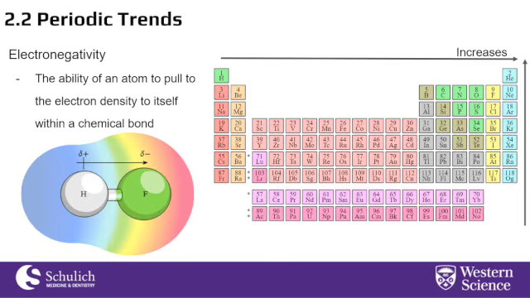So the final trend is electronegativity, which is basically the pull of electron density an atom has in a chemical bond over another atom. So this follows the same trend as the effective nuclear charge, increasing from left to right and upwards, as smaller atoms have a stronger attraction or pull of electrons than larger atoms, with fluorine being the most electronegative atom.